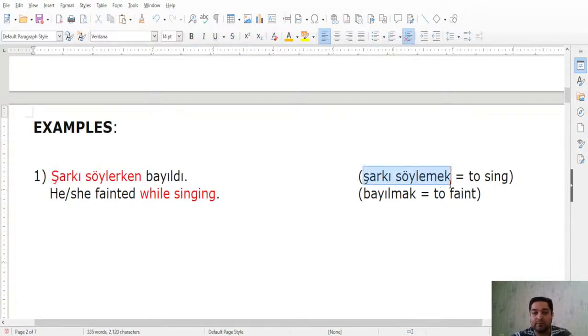to sing, okay. So şarkı söylerken, you see it's the present tense, right? So I'm using just the present tense. Bayılmak is to faint, okay. So şarkı söylerken bayıldı. Who did that? Because bayıldı is he or she, right? We immediately say she fainted while singing.